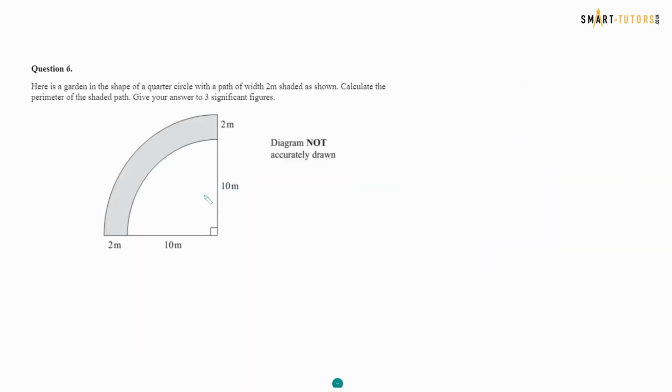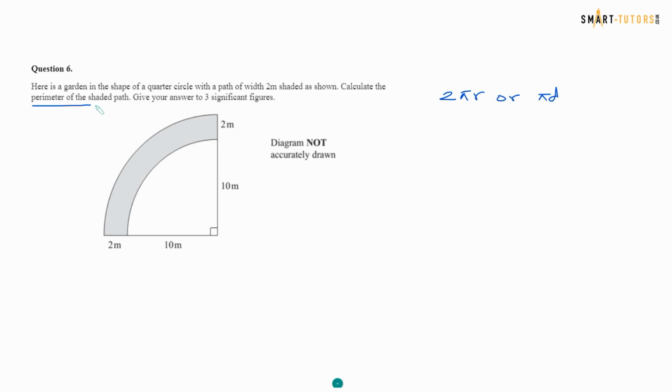Question number 6. Here is a garden in the shape of a quarter circle with a path of width 2 meters shaded as shown. Calculate the perimeter of the shaded path. Give your answer to 3 significant figures. So the diagram is given. Don't calculate the area. They specifically ask for the perimeter. Careful with that one. So the perimeter of the circle is 2 pi r or pi d.